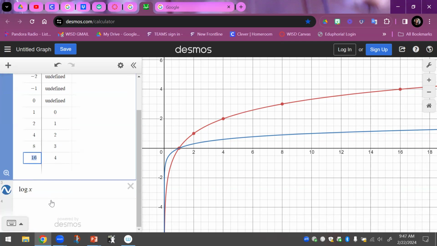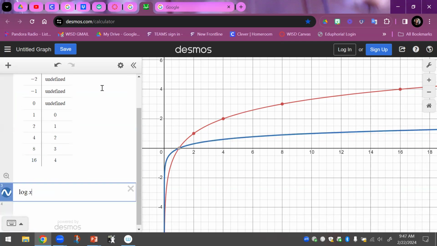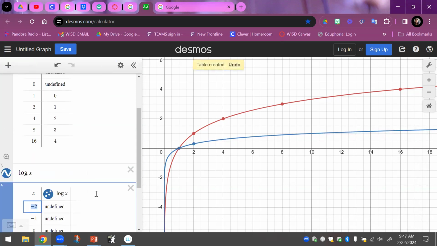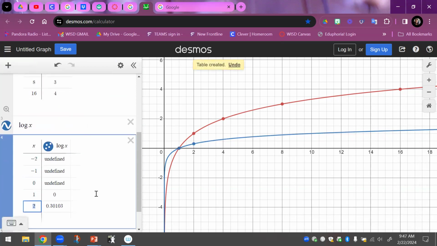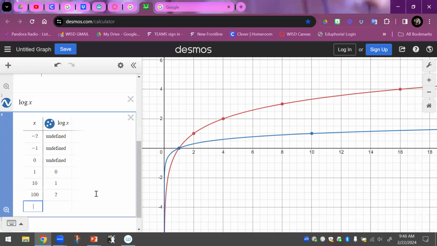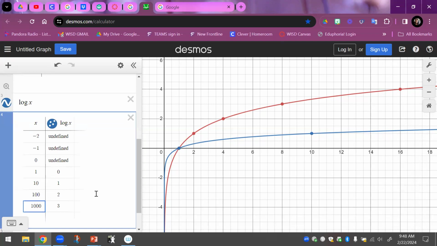Okay, let's do it with our 10s. So again, I'm going to turn on the table. I press the gear, open the table, and now we're going to count by 10s. So 1 times 10 is 10. 10 times 10 is 100. 100 times 10 is 1,000. So those would be the smallest whole values of the 10s. Does that make sense?